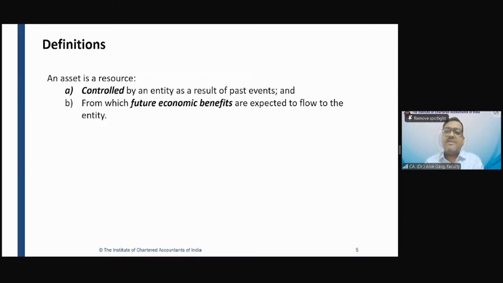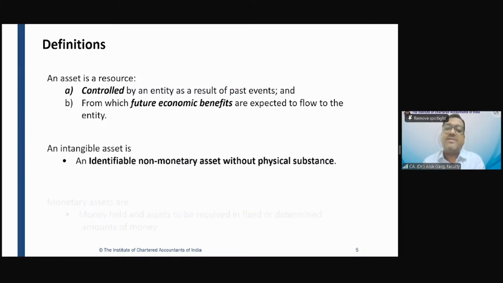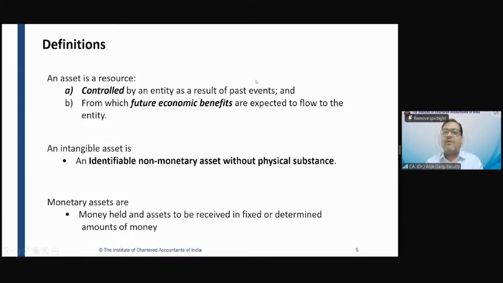Definition. What is the definition of intangible asset? And this definition is very important. What is the definition of intangible asset? An intangible asset is an identifiable, non-monetary asset without physical substance.